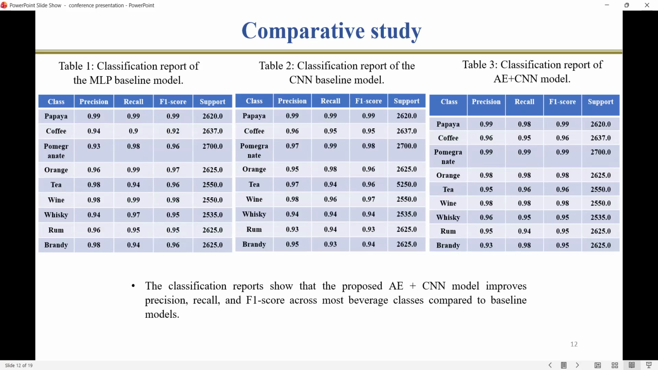These are the comparative studies of different models. The first one is the classification report of the MLP model, the second one is the classification report of the CNN model, and the third one is the classification report of the AE plus CNN model. From these classification reports, you can see all the nine classes, and the report shows that the proposed autoencoder and CNN model improves precision, recall, and F1 score across most beverage classes compared to the baseline models.